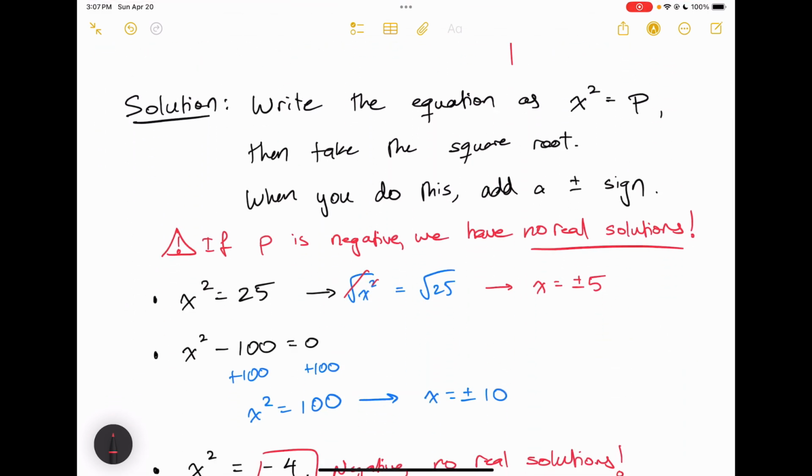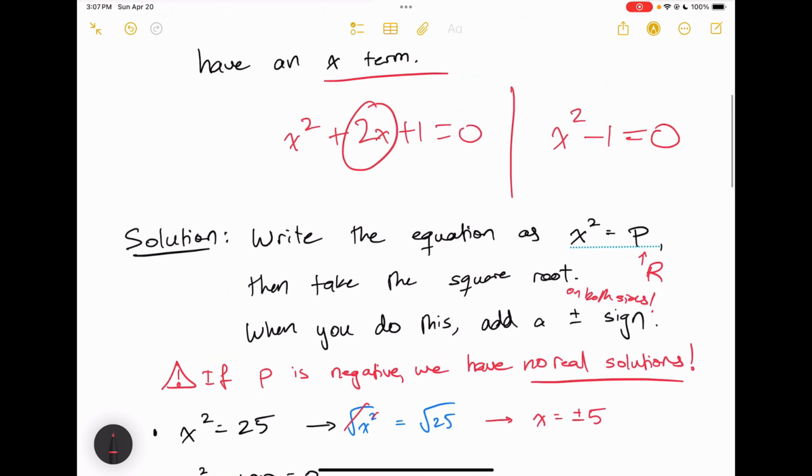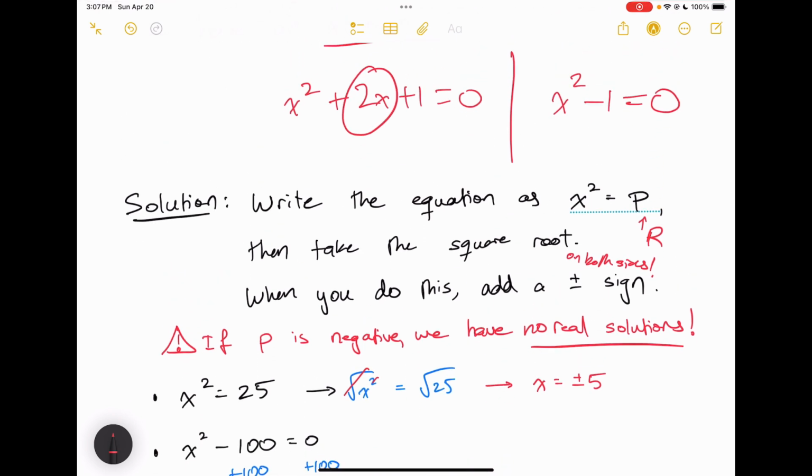We write the equation as x squared equals p, in which case p is a real number, and then we take the square root on both sides. When we do this, we also must add a plus or minus sign, with a little bit of a warning: if our number p here is negative, then we're not going to have any real solutions. So let's have a look at what that amounts to.